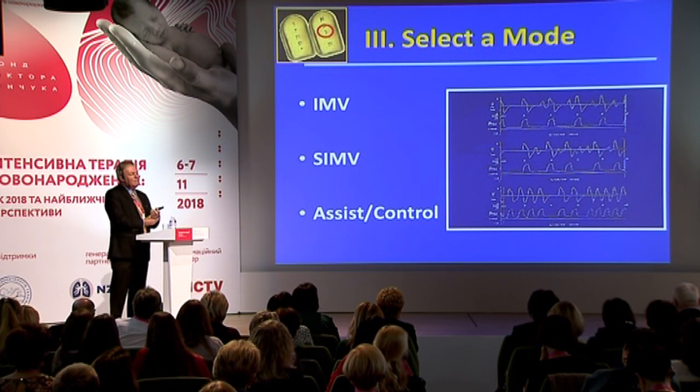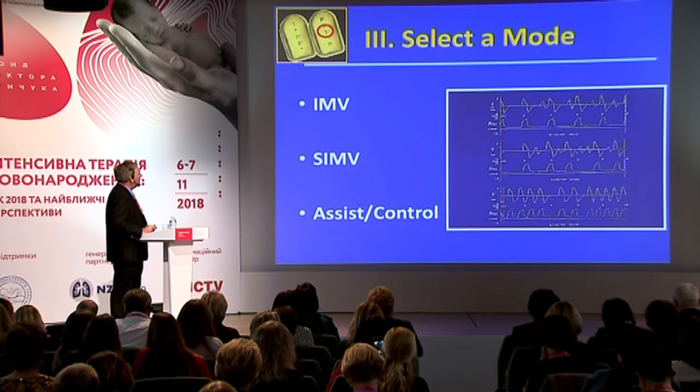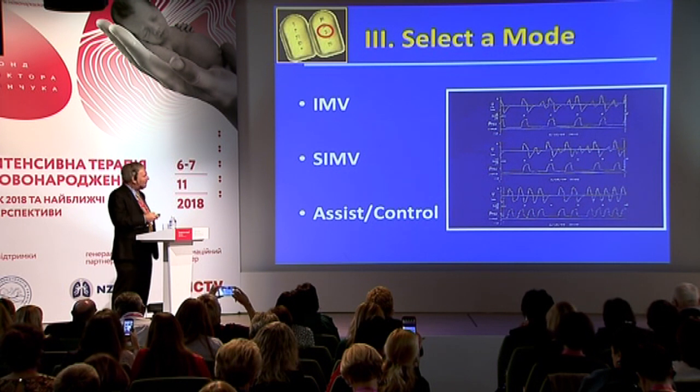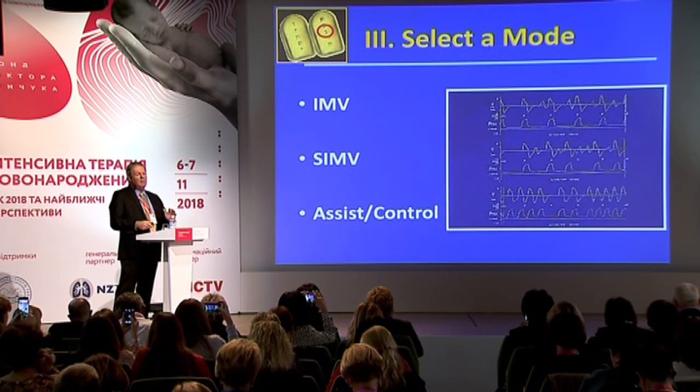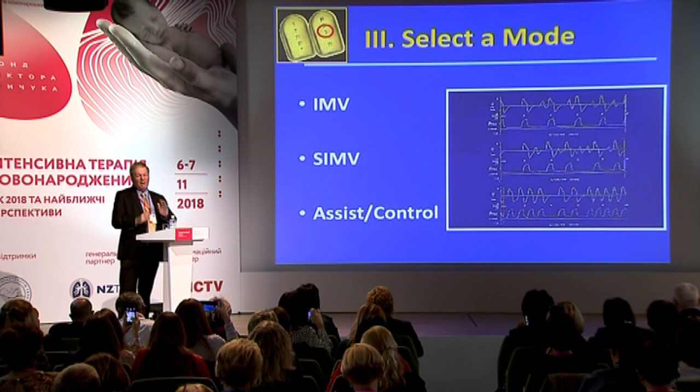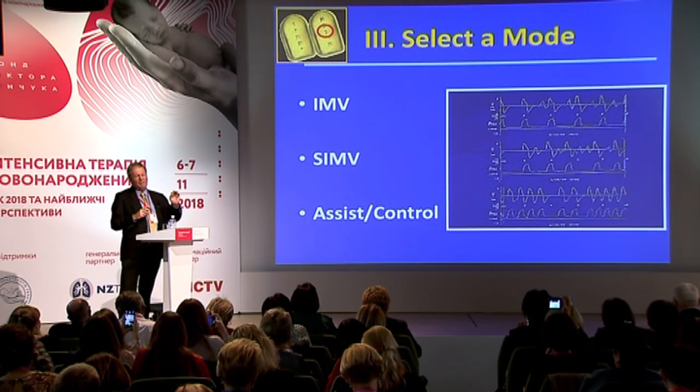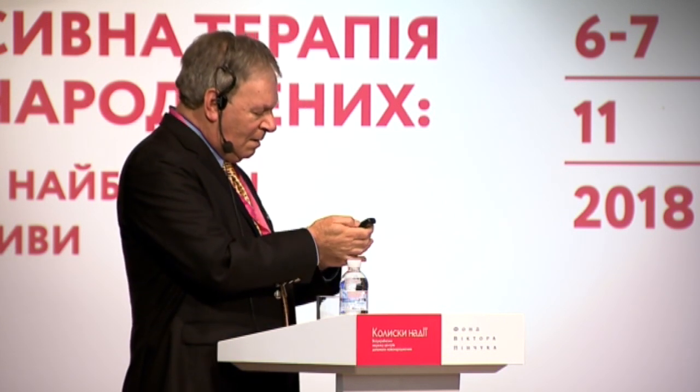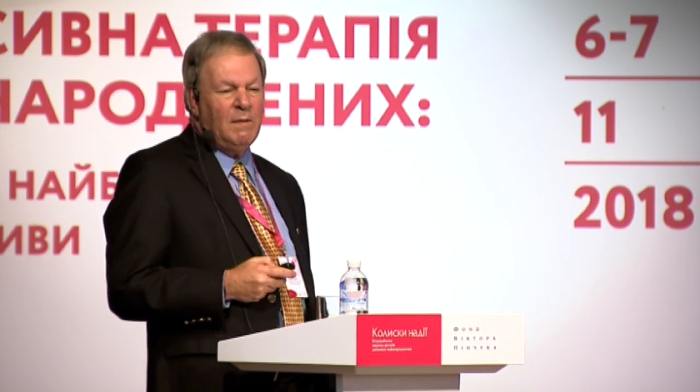And number 3 is to select a mode of ventilation. Now, a mode of ventilation refers to how the ventilator interacts with the baby, how it provides mechanical breaths relative to the baby's own spontaneous breathing. And for many years, perhaps a quarter of a century, the only thing available to neonatologists was the old-fashioned IMV, intermittent mandatory ventilation, or as I used to call it, independent mechanical ventilation.